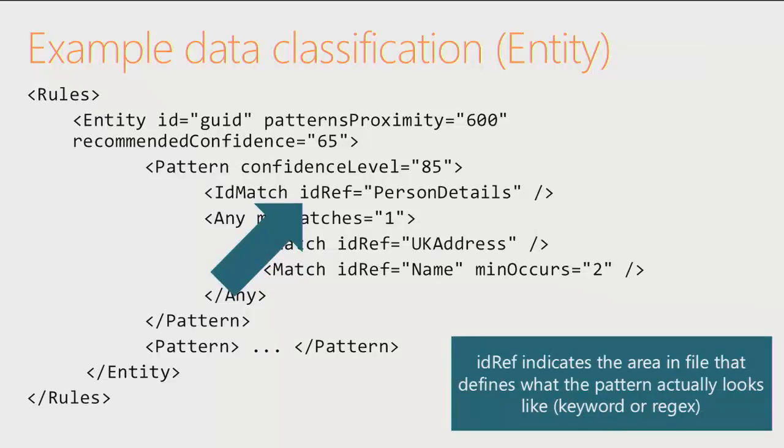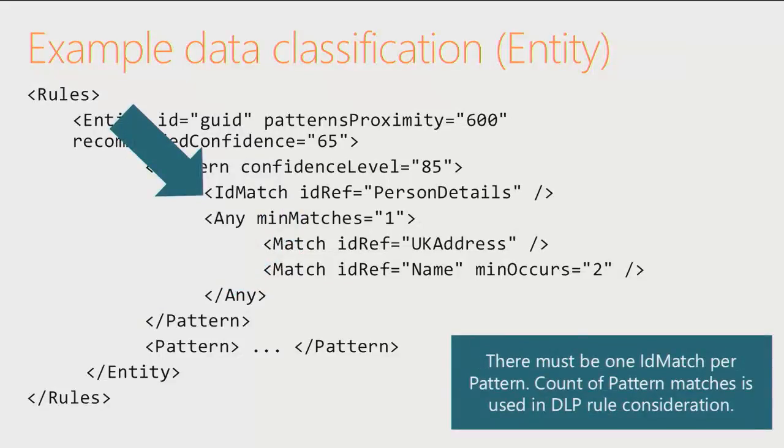And then 600 characters either side of person details, I look for the minimum matches, the any. So in this case, I want to look for one UK address or one name. I only have to hit one of those, either one of those, within 600 characters, and the whole pattern matches. But if I didn't hit either of those, even though I found the person details, person on its own is not going to work. It has to be a person plus a name or person plus a UK address. And somewhere else in the document, I'll define what that is.